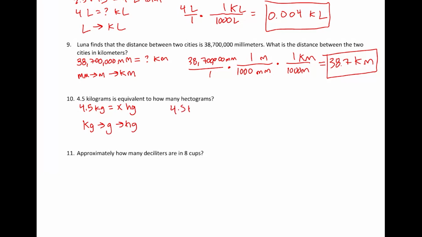So 4.5 kilograms over 1. We're going to multiply by our conversion factor here. There are 1,000 grams in a single kilogram. So now we're all the way down to grams, but now we're going to convert back up to hectograms. There are 100 grams in 1 hectogram. So 4.5 times 1,000 divided by 100 is 45 hectograms.